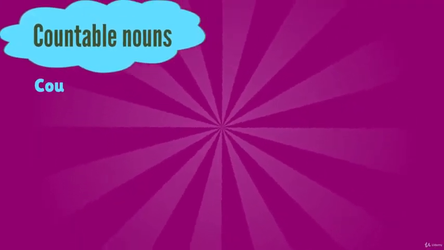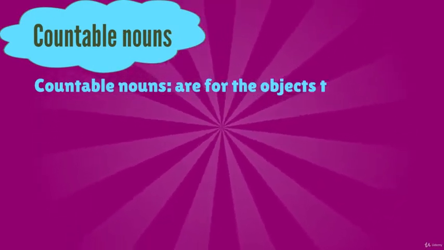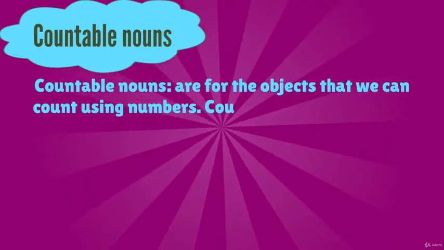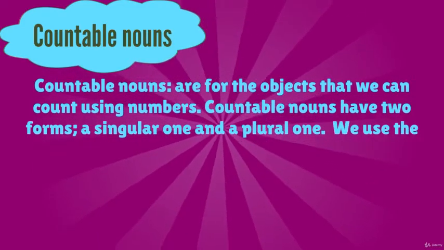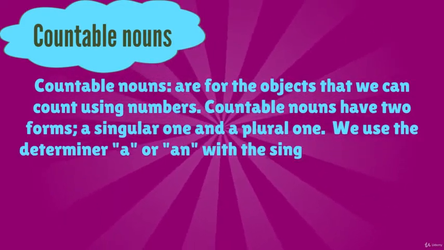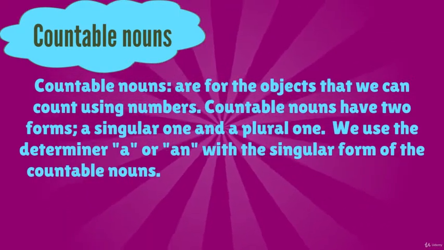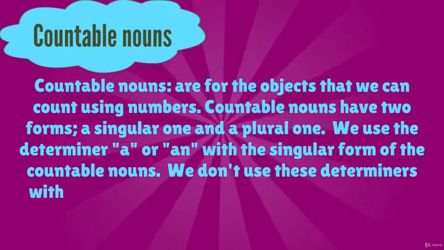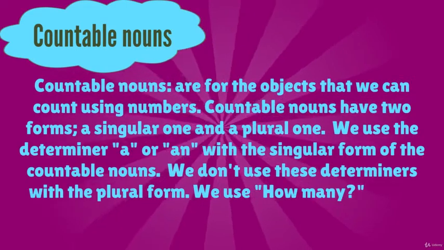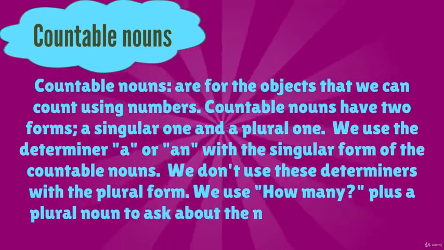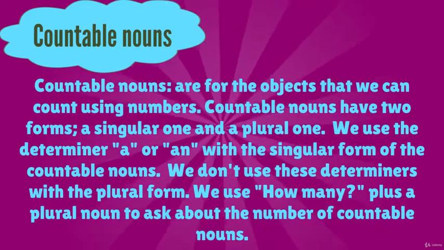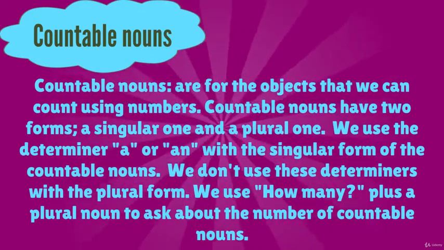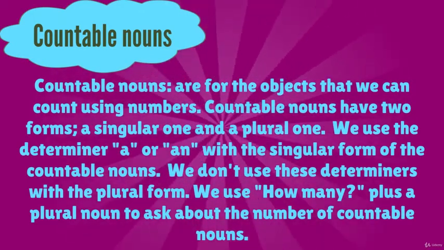Countable nouns. Countable nouns are for the objects that we can count using numbers. Countable nouns have 2 forms, a singular one and a plural one. We use the determiner a or an with the singular form of the countable nouns. We don't use these determiners with the plural form. We use how many plus a plural noun to ask about the number of countable nouns.